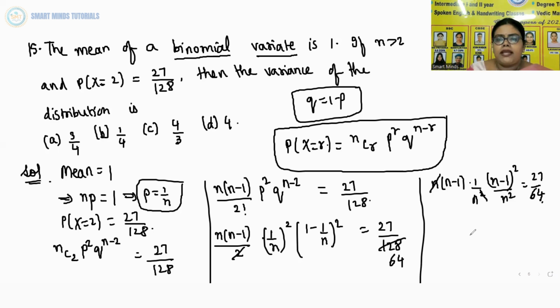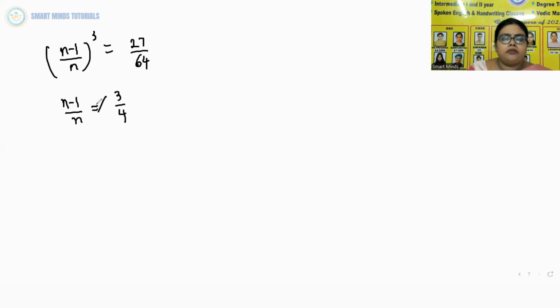N gets cancelled. You are left over with (N minus 1) whole cube by N cube. That is 27 by 64. So we can write (N minus 1 by N) whole cube is equal to 27 by 64. So (N minus 1) by N is 3 by 4. Cross multiply. 4N minus 4 is 3N. So N is equal to 4.